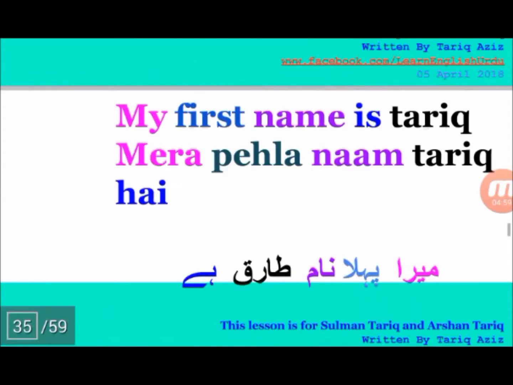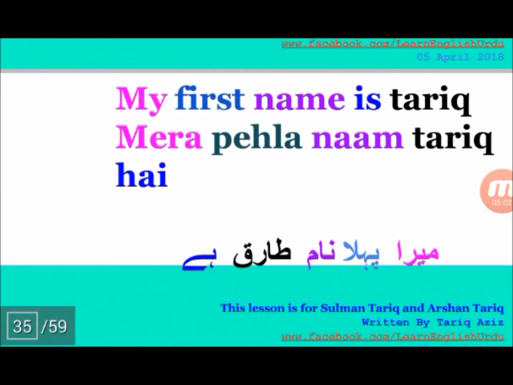Okay. Now let's read the whole answer. My first name is Tariq. How to say in Urdu? How to say in Roman Urdu? M-E-R-A. Mera. P-E-H-L-A. Pehla. Naam. N-A-A-M. Naam. Tariq. T-A-R-I-Q. Tariq.